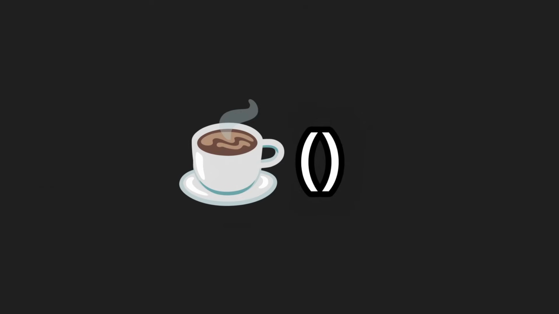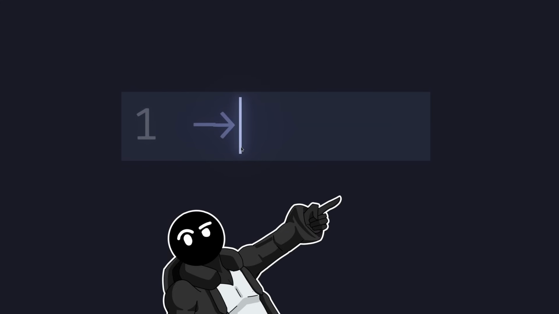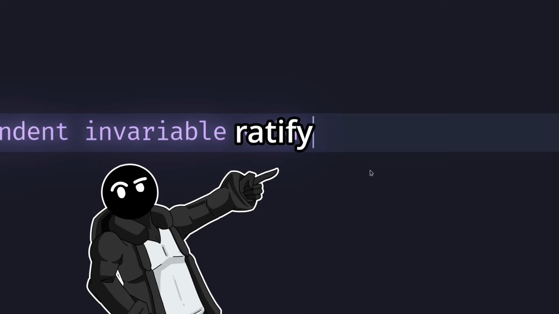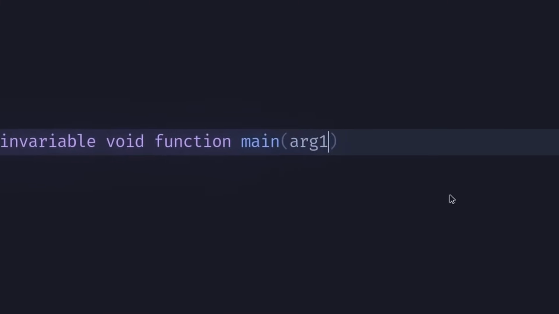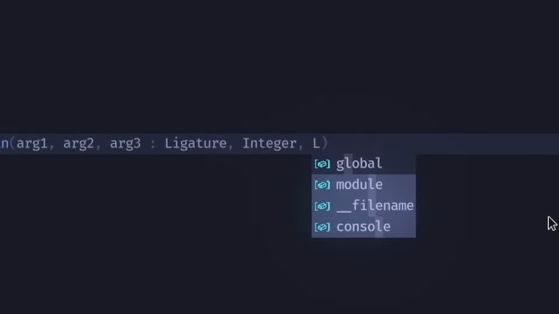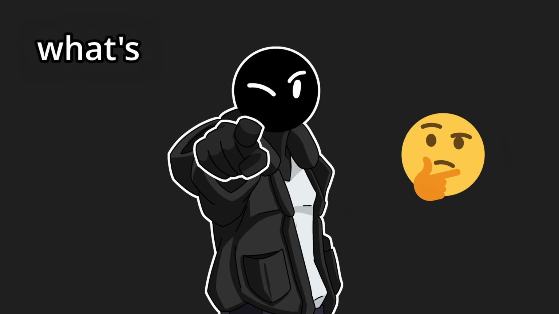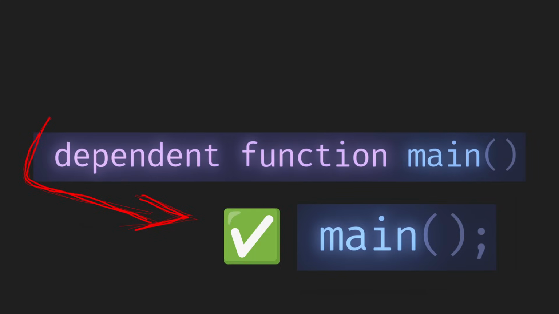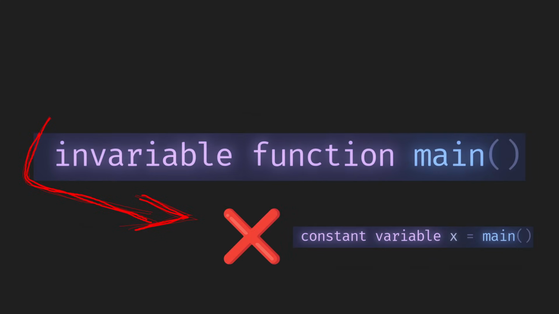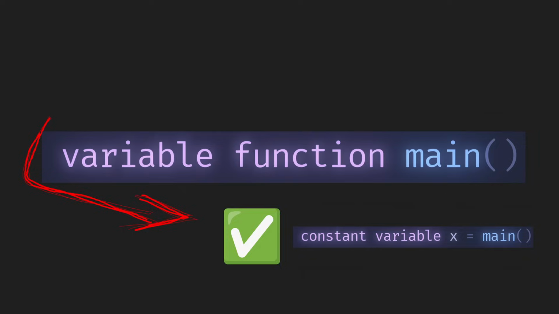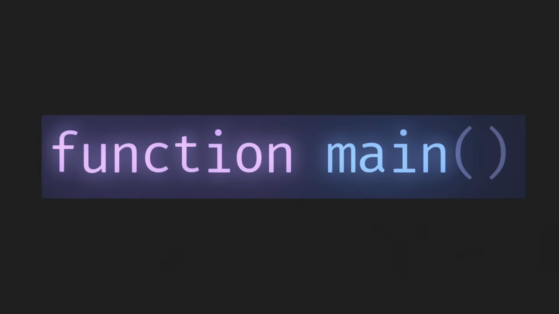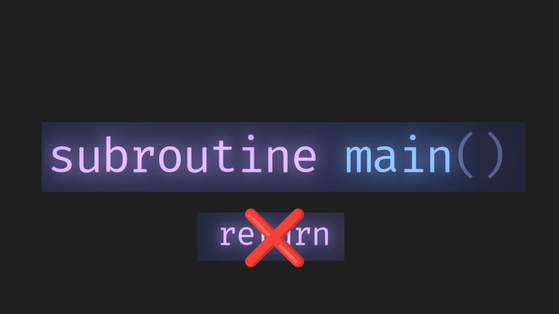So again, to do a function in Cappuccino, all you have to do is arrow type independent or dependent, invariable or variable, void or ratify, function or subroutine, main arg1, arg2, arg3, comma, integer, ligature, integer. But maybe you're wondering, what's up with all that noise? Well, it's all justified. A function is independent if it cannot be called, and a function is dependent if it can be called. Invariable if a function cannot be set as the value of a variable, and variable if it can. Void if the function may return undefined or null, and ratify if it doesn't. A function turns into a subroutine if it doesn't have anything to return.